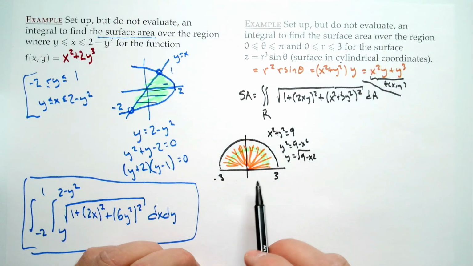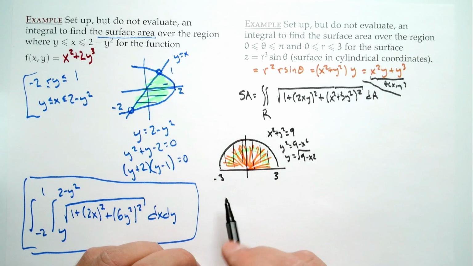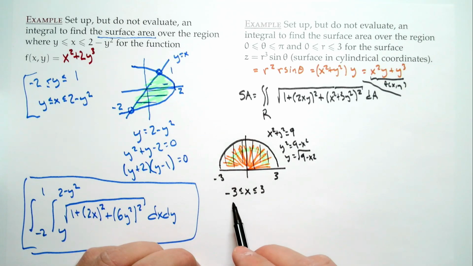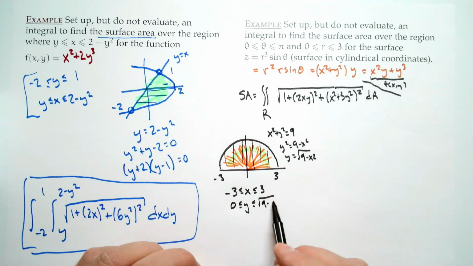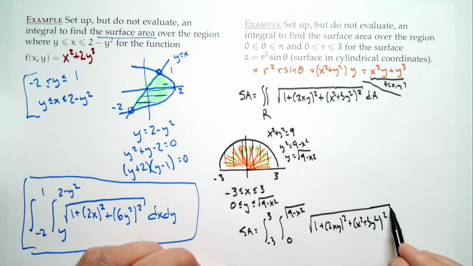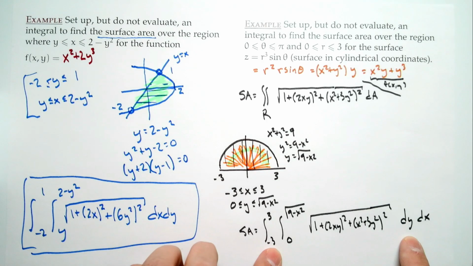So for this region, the easiest thing to do is vertical slicing, just because I like to have these zeros on the denominator. And if we do that, we'll have negative 3 less than or equal to x, less than or equal to positive 3, and then 0 less than or equal to y, less than or equal to the square root of 9 minus x squared. So our surface area, when we put in our bounds as well, x goes from negative 3 to positive 3, y goes from 0 to the square root of 9 minus x squared, the square root of 1 plus (2xy) squared plus (x squared plus 3y squared) squared, and dA becomes what? dy dx. Because the outer layer is x bounds and the inner layer is y bounds.